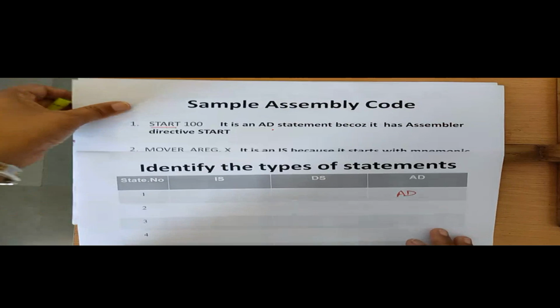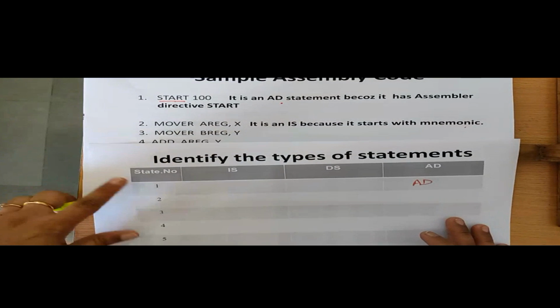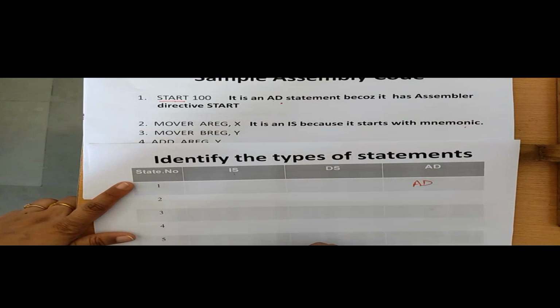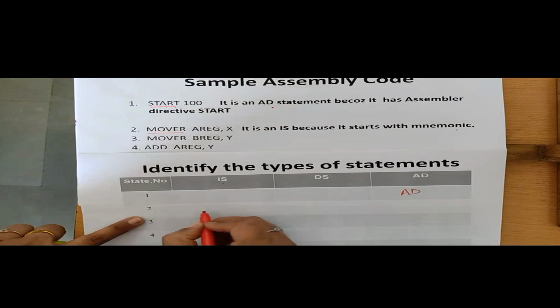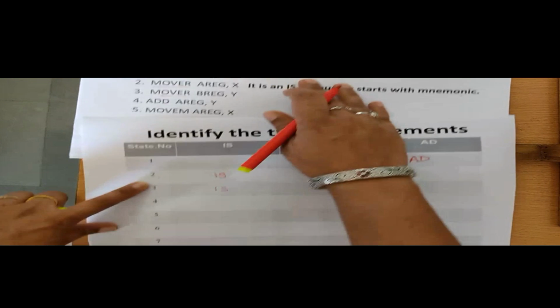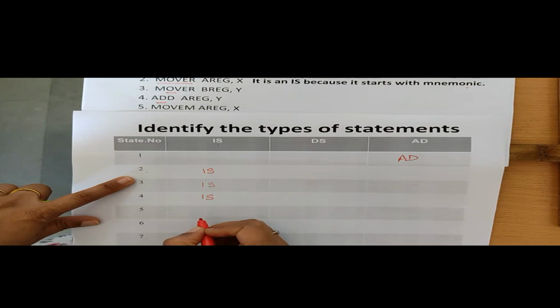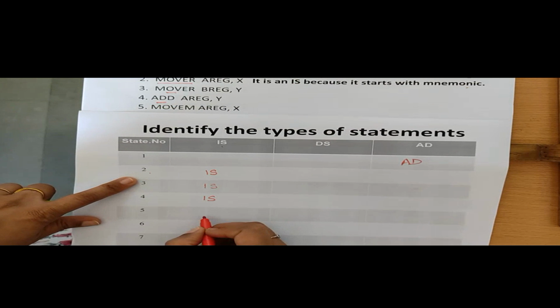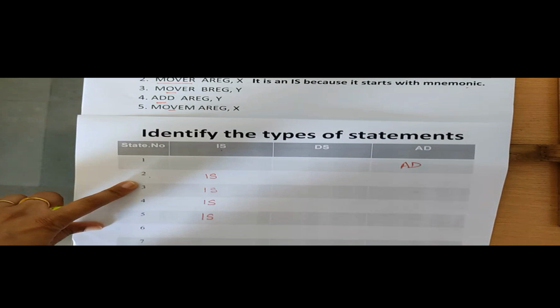Now, which is the next? MOVER A, X. This is the IS, the imperative kind of statement, because it starts with a mnemonic. So statement number 2 is of the type IS. Similarly, the third statement is again an IS. The fourth statement, ADD, is again an IS statement. Statement number 5, MOVEM A, X, is again an IS statement because it has an action word, a mnemonic, which indicates the assembler to perform certain action.